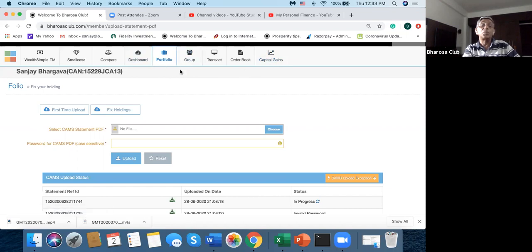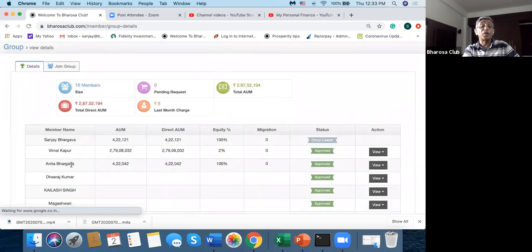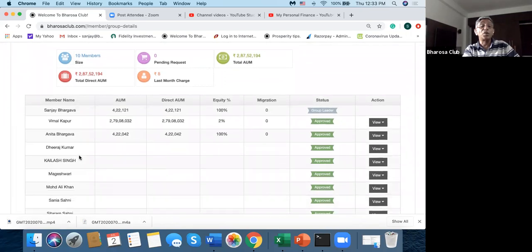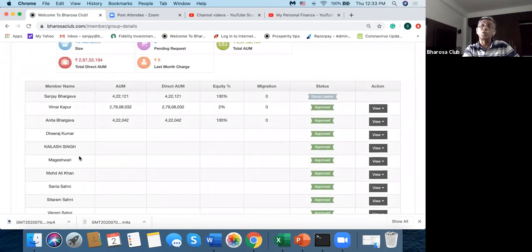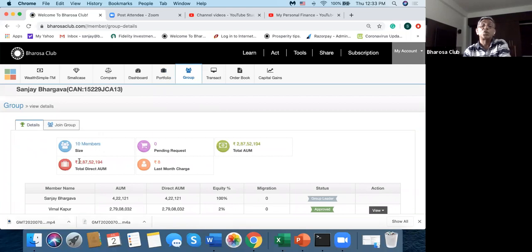Now, you can also set up groups on Bharosa. I, for instance, have my wife and my mother-in-law and a few people whom I was helping with their finances. I've set them all up in a group and I can access them.